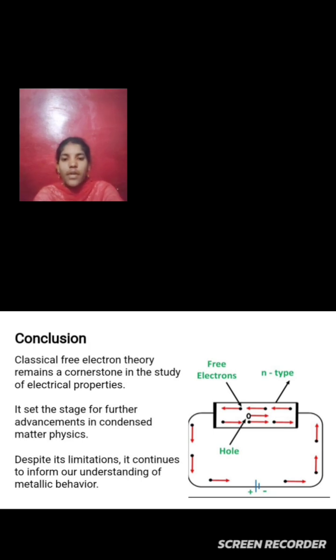We observe the diagrammatic representation of free electrons, n-type, holes, electrons, negative charge. In n-type, the majority charge carriers are electrons, and in p-type, the majority charge carriers are holes.